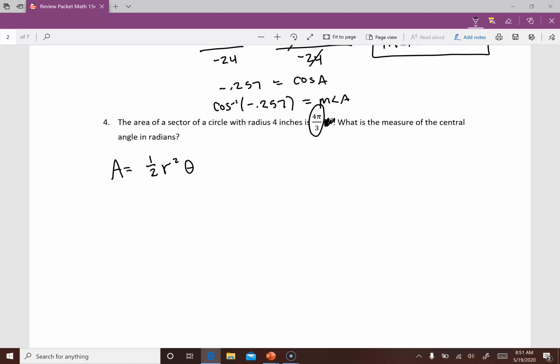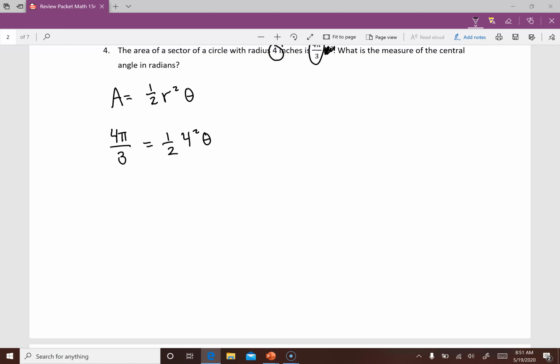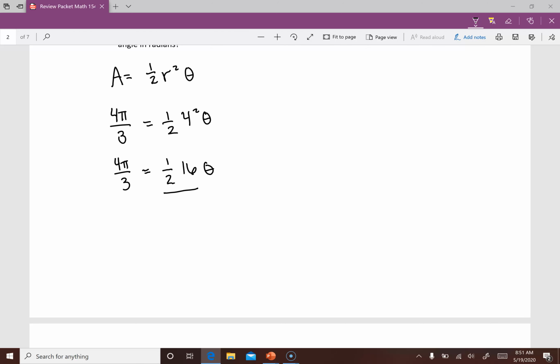You don't need to include your units. So that's going to be 4 pi over 3 equals 1/2. Now my r is given to me as 4, so I'm going to have 4 squared theta. Okay, now simplifying this, let's simplify 4 squared, and that's 16. So I just rewrite everything except I want to write 4 squared as 16. Then I want to say what's half of 16? Well, of course, half of 16 is 8. So I have 4 pi over 3 equals 8 theta.